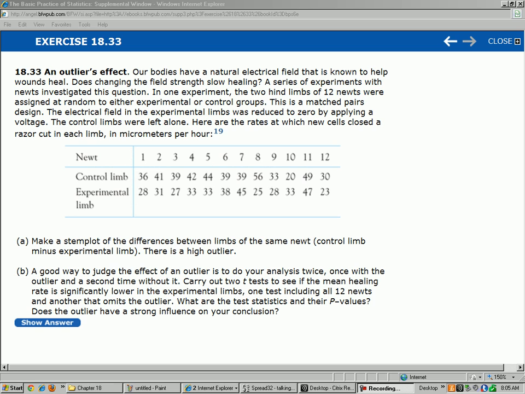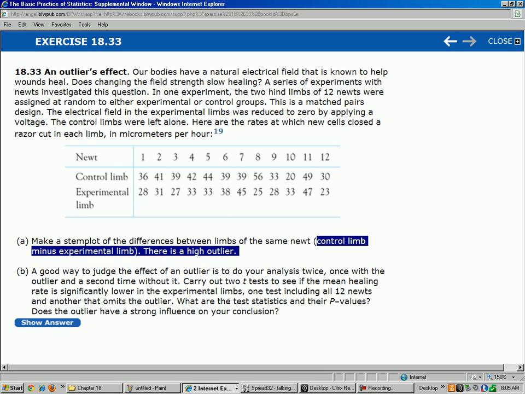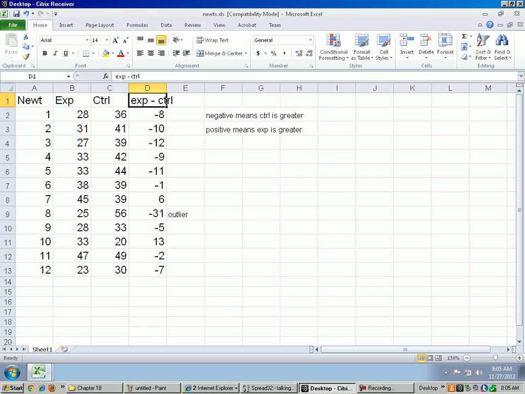One quick change, though, from the first part. I didn't notice this before, but it says they want to do the control limb minus the experimental limb. So when I did the subtraction, I subtracted the other way. So let's just take a moment here, back to our Excel sheet. To avoid confusion, let's do it the same way that they want us to do in the book. So we'll do control minus the experiment.